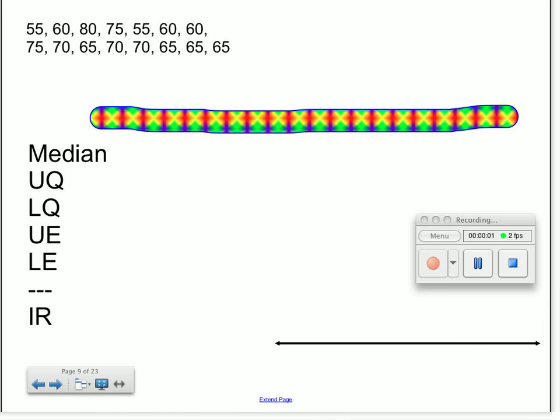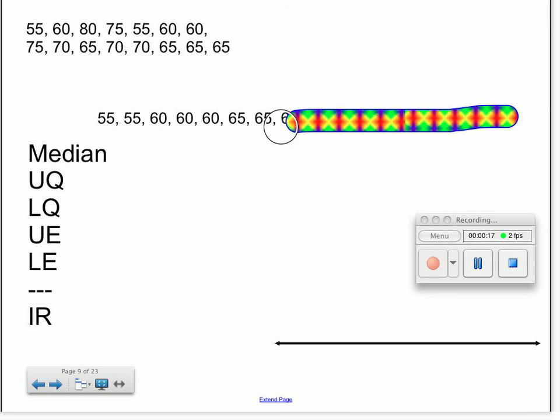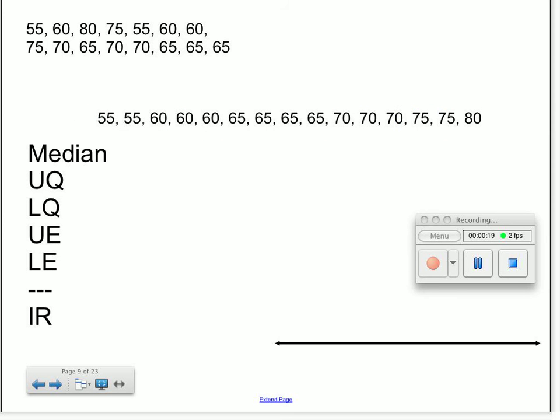Okay, so today again we're going to try to make a box plot. To do a box plot, step 1 in your notes should say put your numbers in order from least to greatest. So here's our numbers way up here on the top. I tried to simplify it to make it go a little bit faster. And now we have our list of numbers in order from least to greatest.